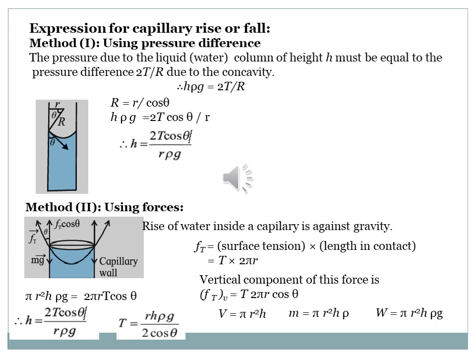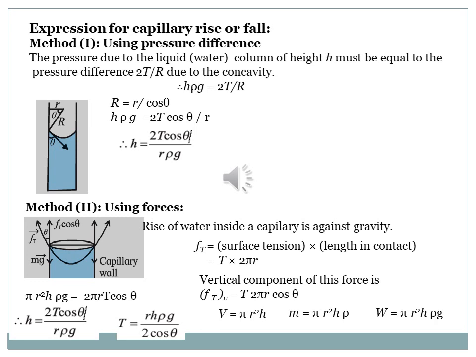What will V be in this case? It is nothing but pi r square h. Why is it so? Pi r square is the area of the circle, and multiplying by height gives the volume of the cylinder. We can see that in this case. Alright, so V is equal to pi r square h. What will m be then?